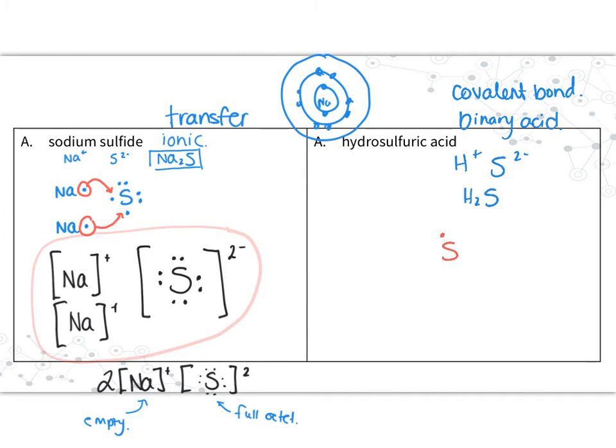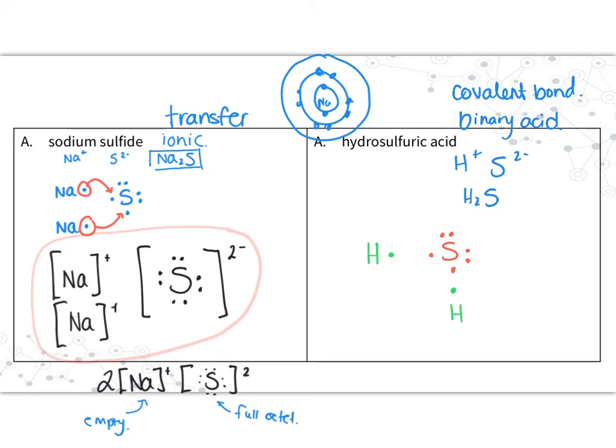Let's draw sulfur. Sulfur has 6 valence electrons, therefore we're going to draw it something like this. Remember that we pair only after we've gone around once. Hydrogen has 1 valence electron, and I'm going to draw it something like this.